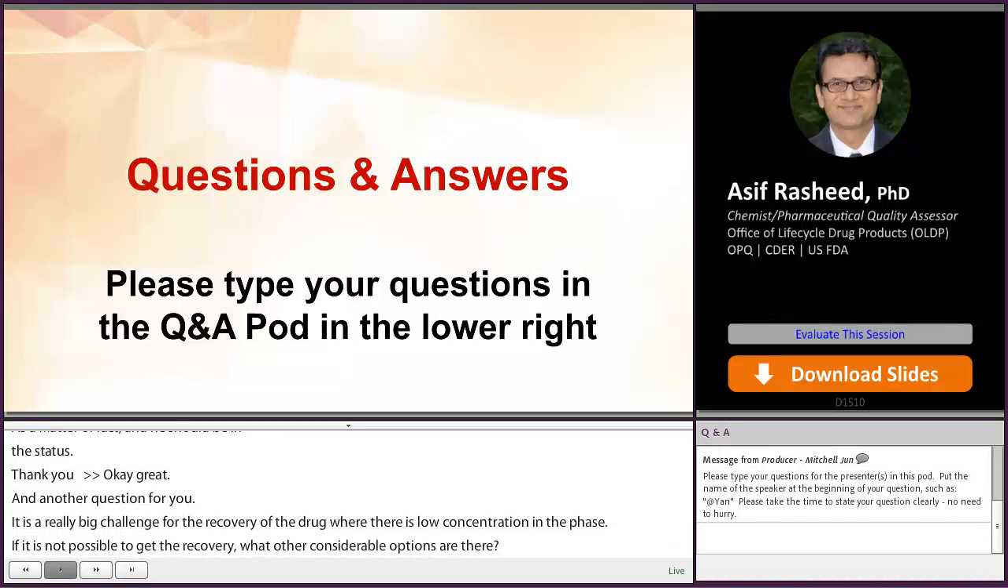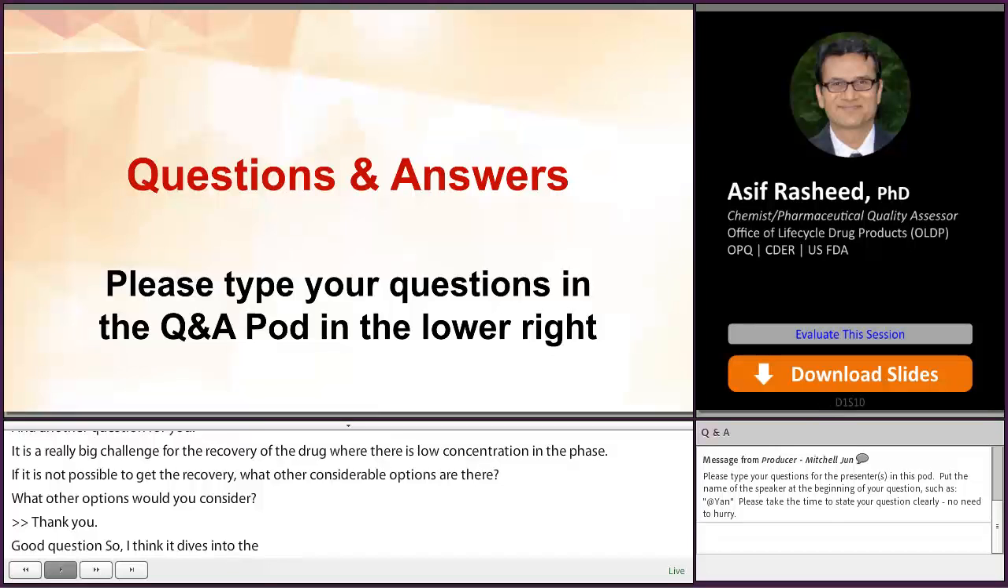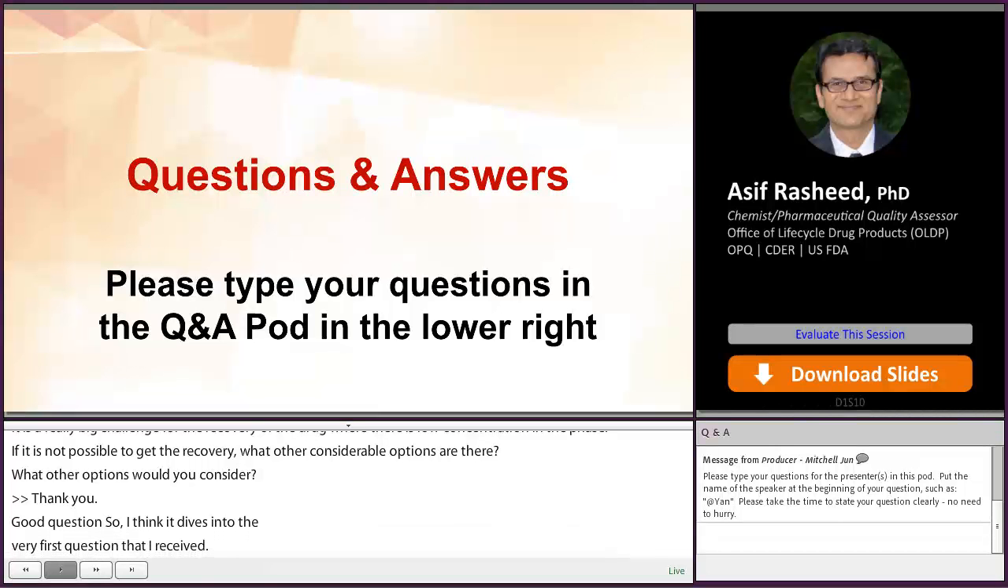So I think it ties into the very first question that I received, that recovery from aqueous phase, or the phase that is collected using the low molecular weight membrane. And we do recognize that it is a challenging feat. But it goes back to your diligence on how well you perform the validation of the analytical methods. And as long as you are demonstrating that using the low molecular weight membrane, you are separating the aqueous phase and your method is capable of detecting the drug at a reasonably low level.